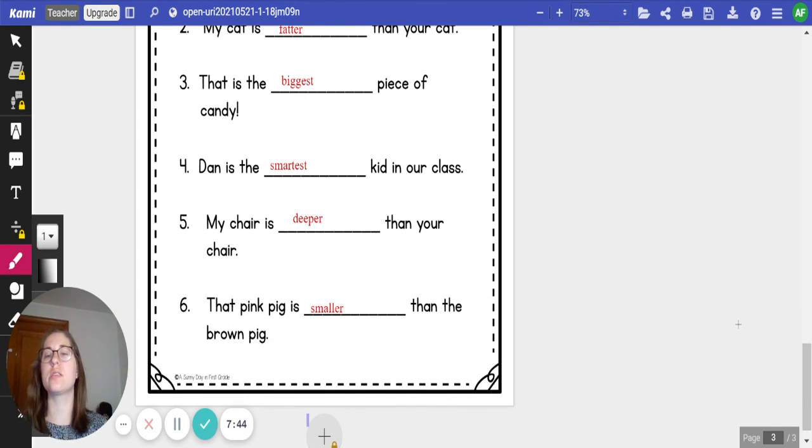Okay, let's review these. Number 4, Dan is the smartest kid in our class. We are comparing Dan with the rest of the class, which is more than 2 students. Number 5, my chair is deeper than your chair. You're comparing one chair with another chair. So we have the ER ending. And number 6, that pink pig is smaller than the brown pig. We're comparing one pink pig with one brown pig, so we're only comparing 2 things, which gives that an ER ending.